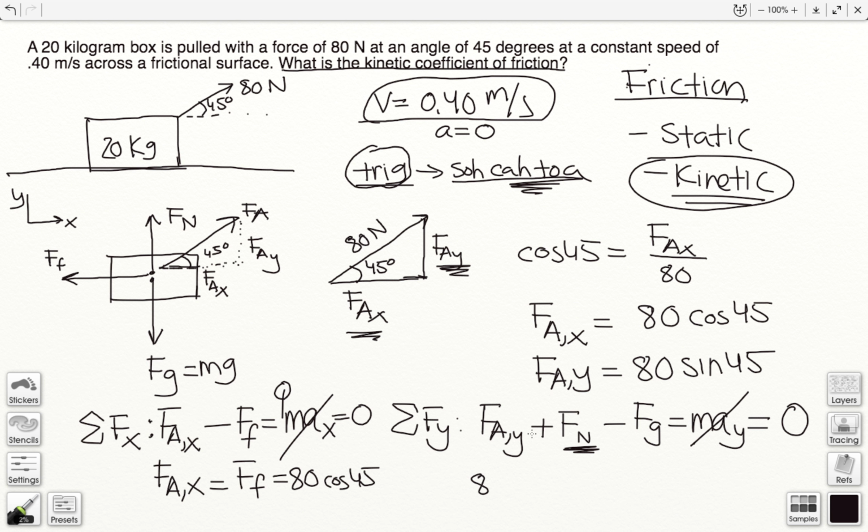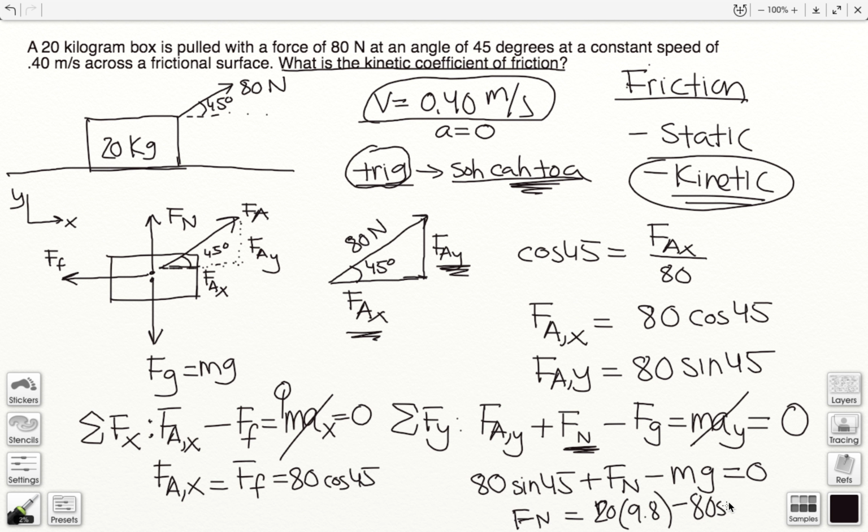So here I've got plugging in this expression for FAY, 80 sine of 45 plus Fn minus mg is equal to 0. So Fn is equal to 20 times 9.8 minus 80 sine of 45. So if we put that into our calculator, we get 128. So our normal force is 128 newtons.